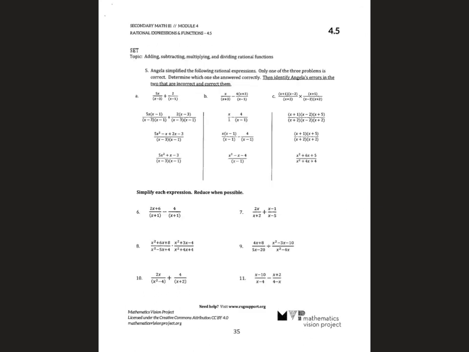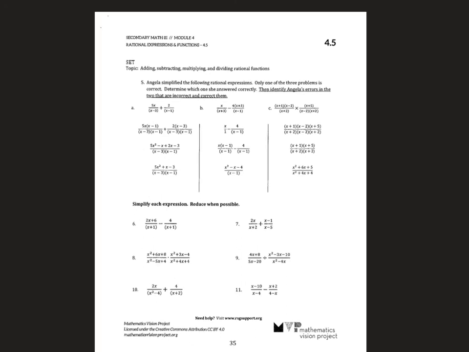In spite of what it says on the board, your only homework is the 4.5 set. It's just what's in your packet. So it's numbers 5 through 11. Complete that, and that is your homework for the day. Feel free to work together, ask each other, especially when you run into those multiplication and division problems. That's where you would have to start by factoring every expression and see if there are things that cancel out.